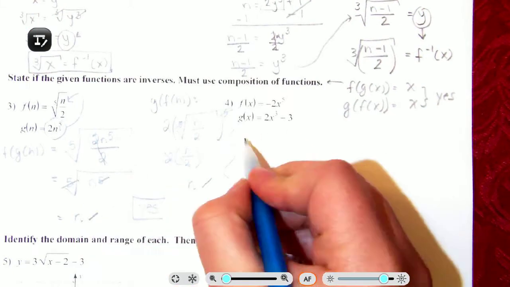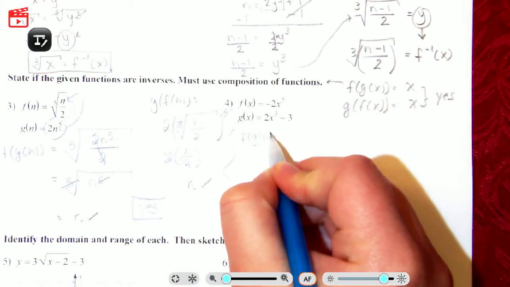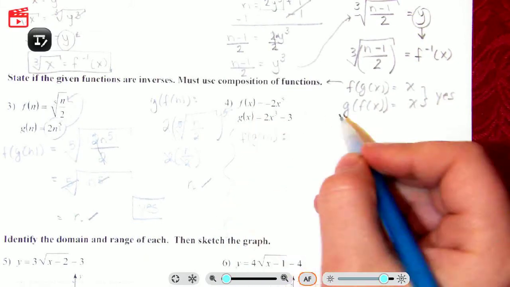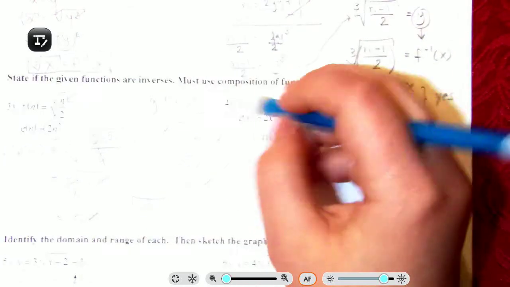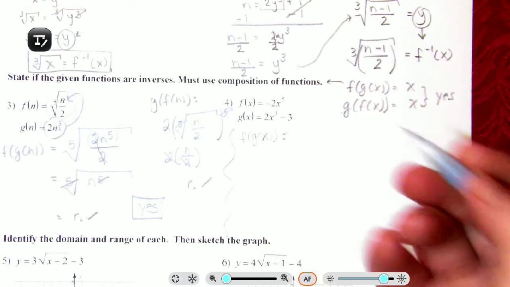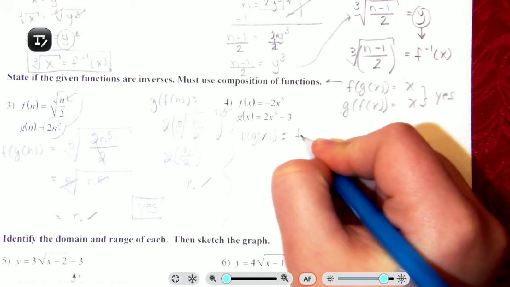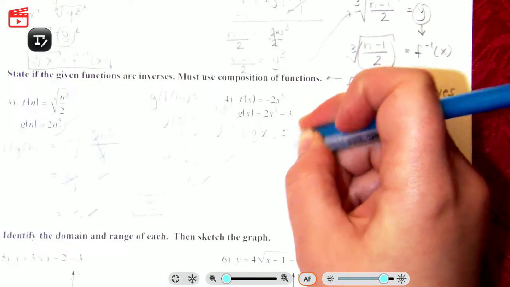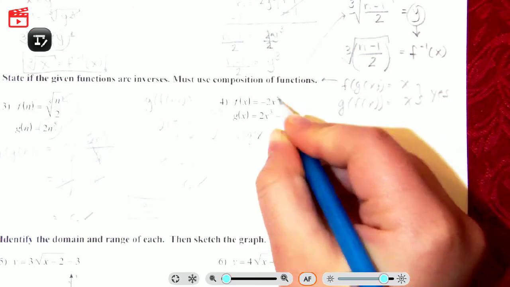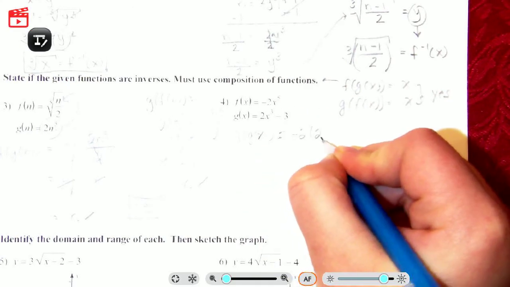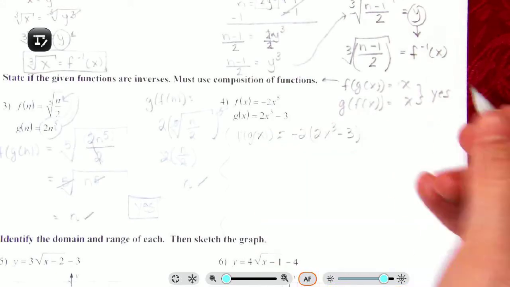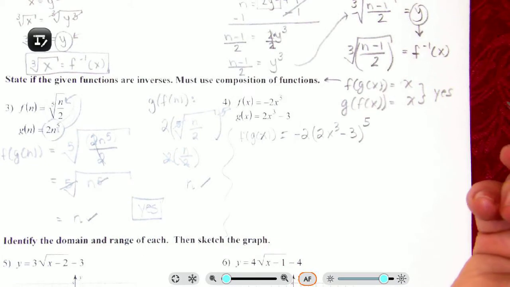So again, first things first, I'm going to double check my f of g of x. I'm going to start by writing out what my f of x is. I'm going to erase this because it is in terms of x in this problem. So f of x is -2 x to the fifth power, but in place of x, I'm going to write what g of x is. In this case, it is 2x cubed minus 3.